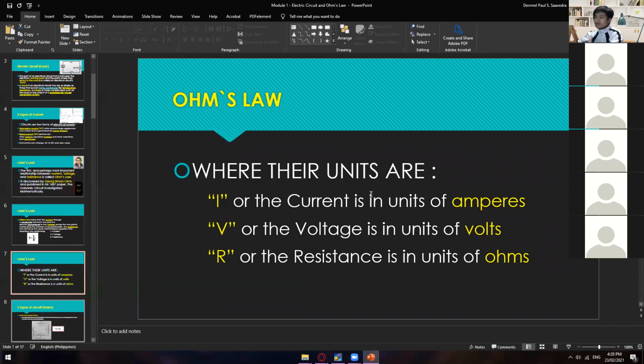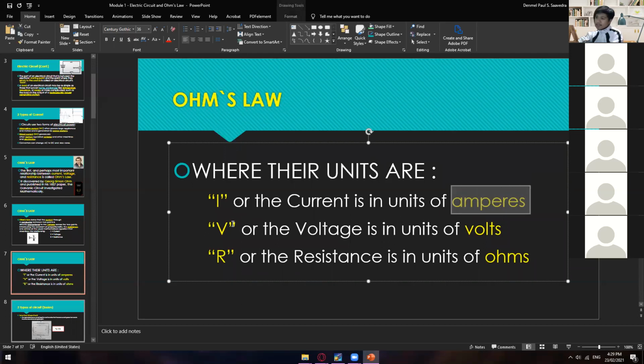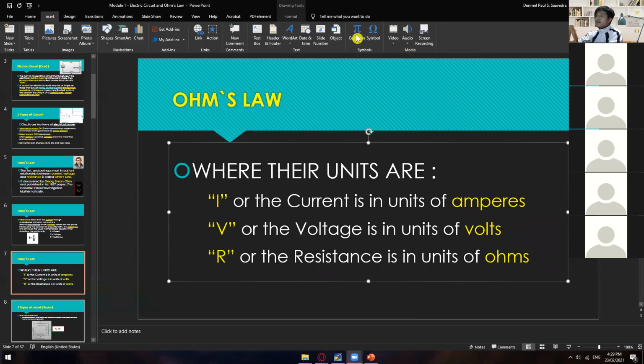So we have already discussed this one. In Ohm's law, I is the current, measured in amperes, V is for voltage, or volts, and R is for resistance, measured in ohms, or the omega symbol. Let me just put that one, omega.